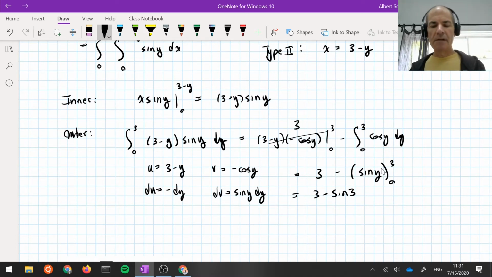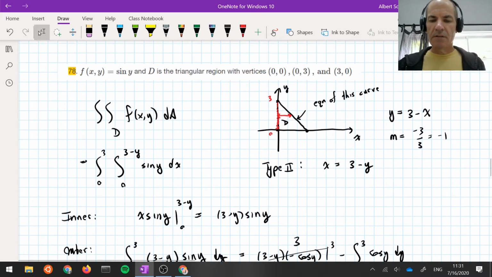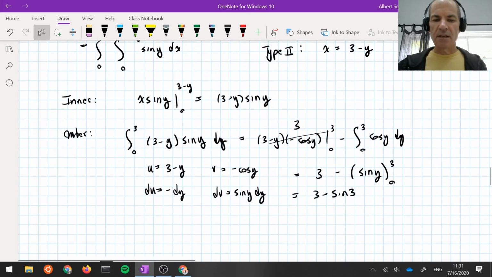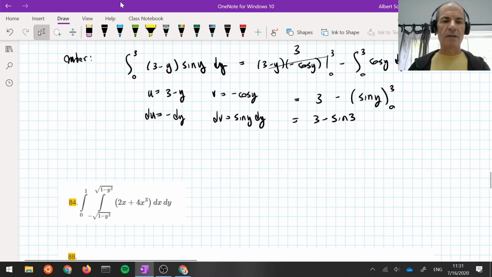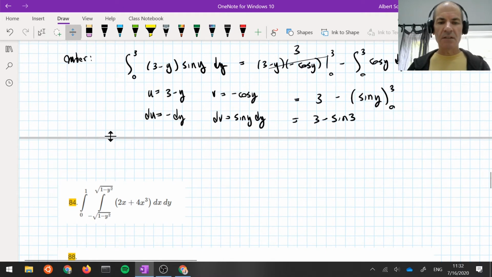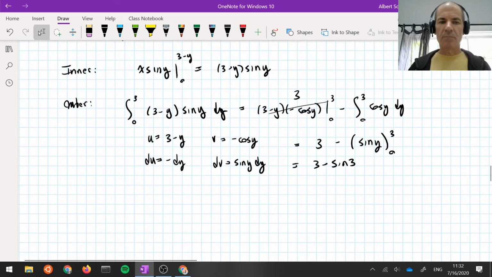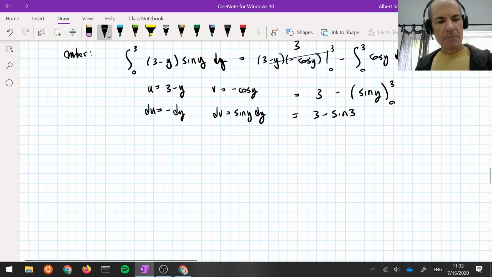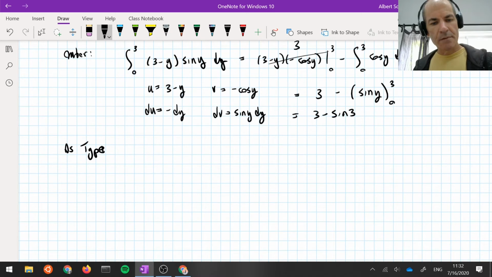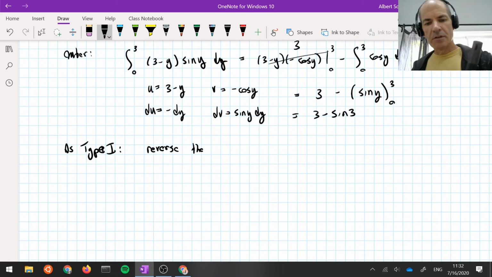That looks good. Now, something I noticed as I was going along here is we decided to do this as a type 2 integral, really just for the heck of it. Let's do this as a type 1 integral, and you're going to find that it's actually a little bit of an easier process. So I'm going to write here type 1. So here we need to reverse the order of integration.